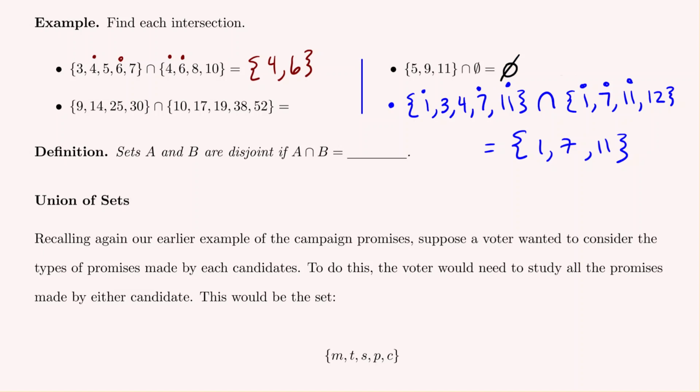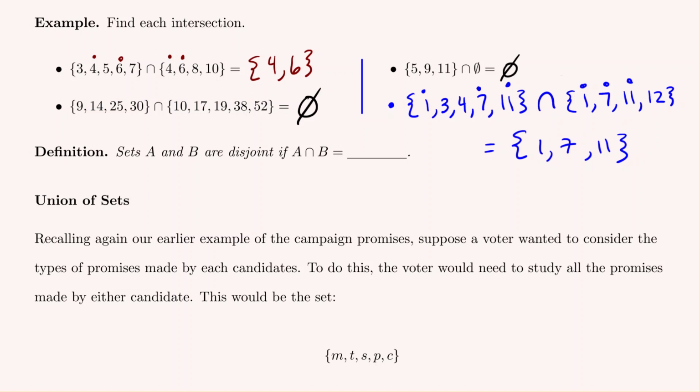Take a moment to attempt this next one on your own. Pause the video, unpause to check your work. Nine is in this set, it's not in this one. 14 is in this set, it's not in this. Same for 25, same for 30. At this point, I know if there's nothing in common from the first set, there'll be nothing in common for the second set, because I've kind of already checked that. So whenever there's nothing in common, the intersection is empty.